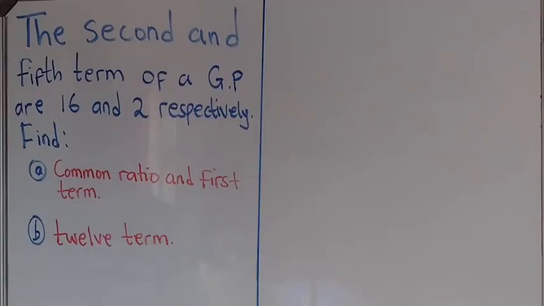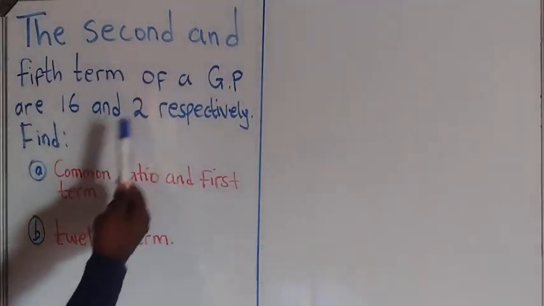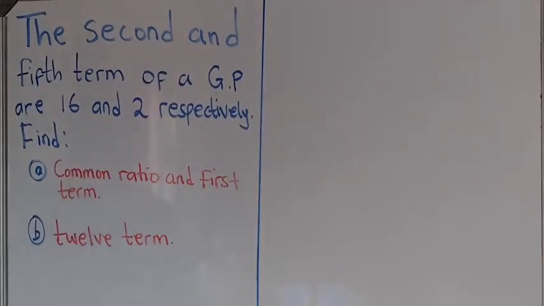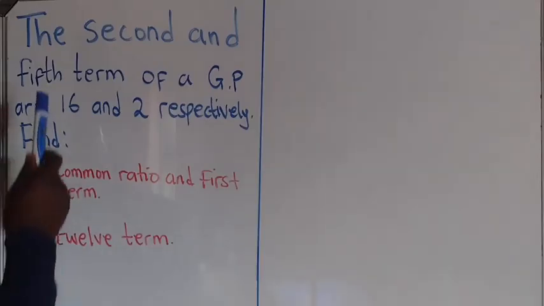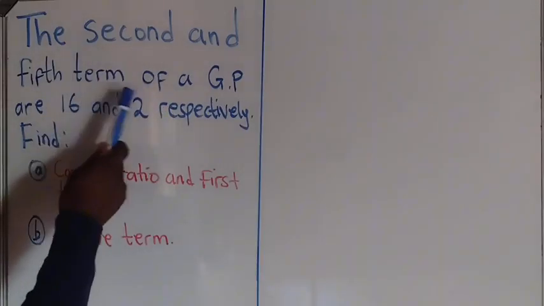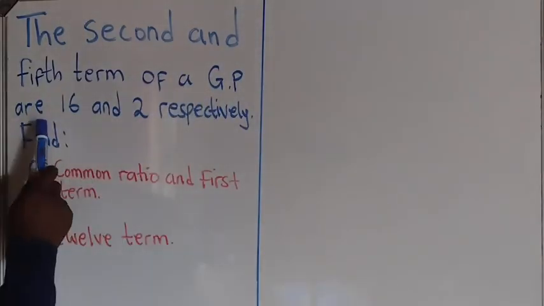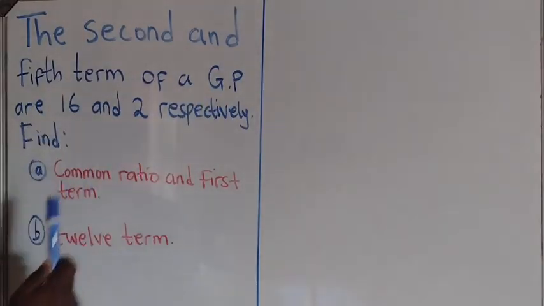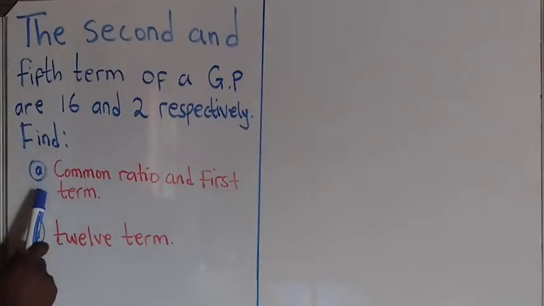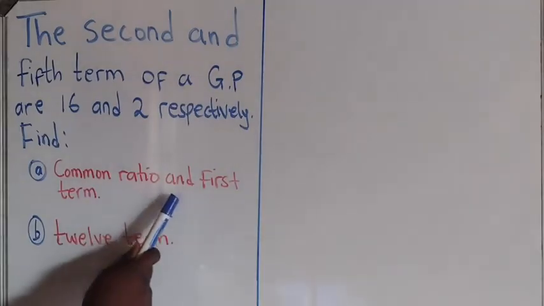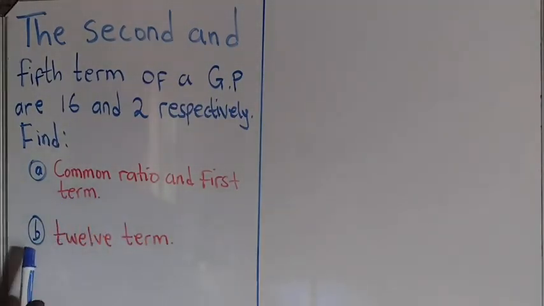So in this presentation I want us to look at this question. This is a question that was given to me by one of the students. The question reads: the second and fifth term of a geometric progression are 16 and 2 respectively. (a) Find the common ratio and the first term. (b) Find the 12th term.